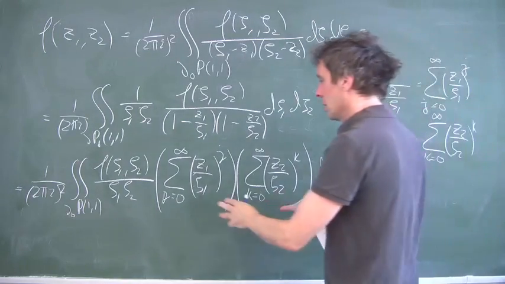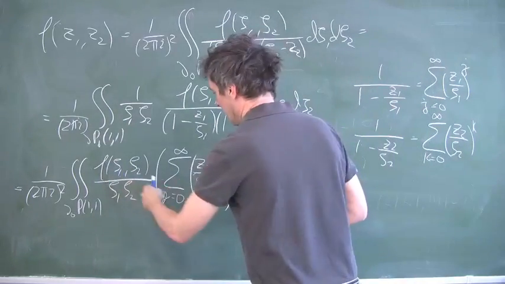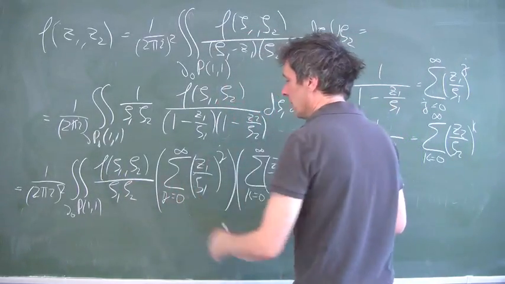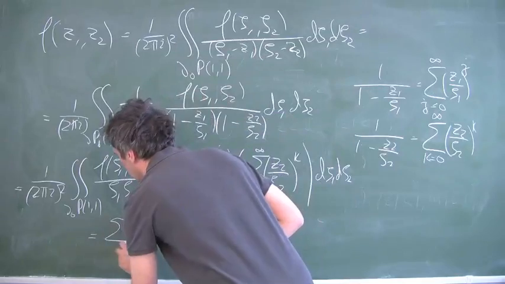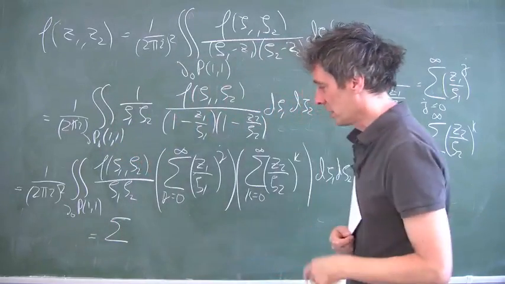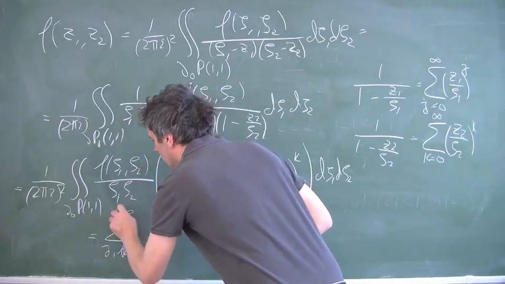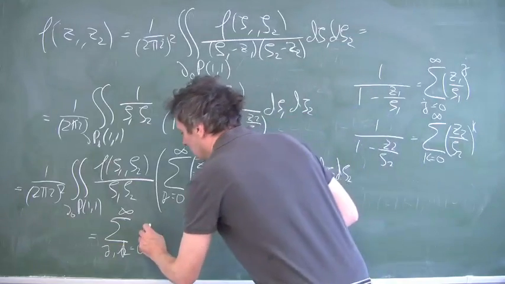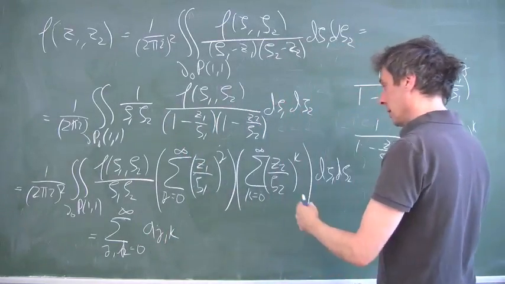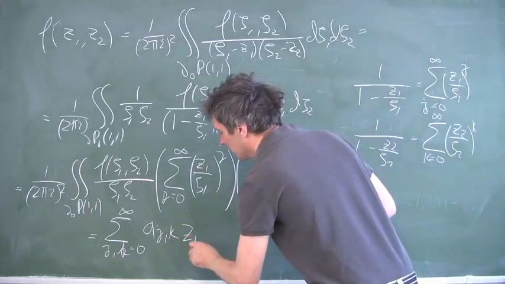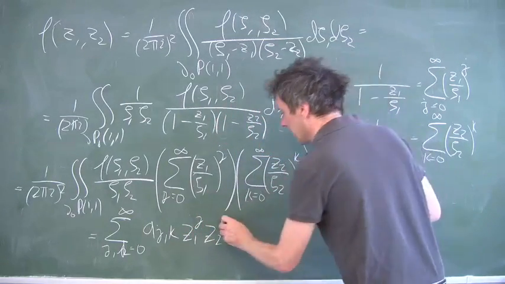And then, in principle, everything here is absolutely convergent, so you can move these summations outside. What you get is really a double sum, which I just write with one summation symbol, but I write both j and k down here, going from 0 to infinity. And then you get certain coefficients that we call a_jk, times the z1 part, which is z1 to the power j, and z2 to the power k.